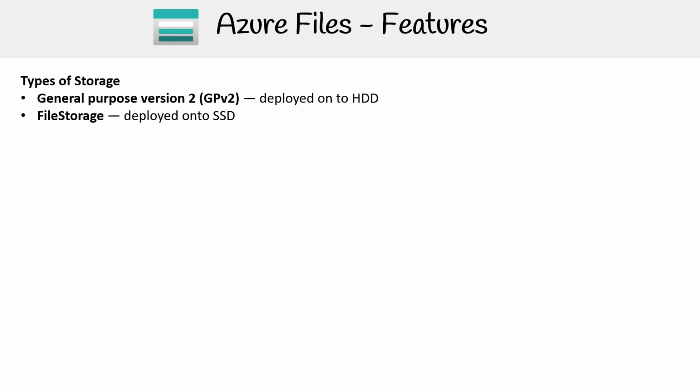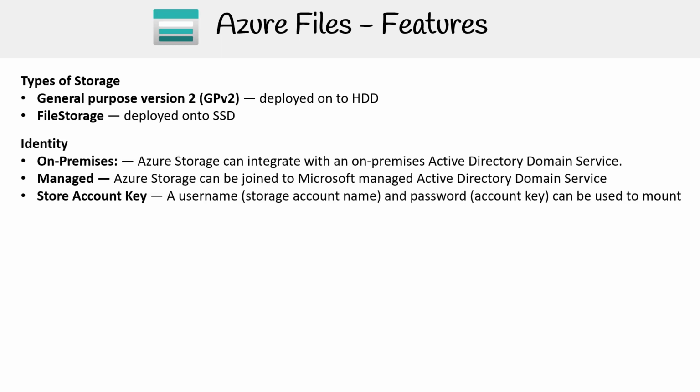Types of storage. General purpose version 2, deployed onto HDD. File storage, deployed on SSD. Identity. On-premises: Azure Storage can integrate with an on-premises Active Directory Domain Service. Managed: Azure Storage can be joined to Microsoft Managed Active Directory Domain Service. Storage account key: use a combination of the storage account name as the username and the account key as the password for mounting.